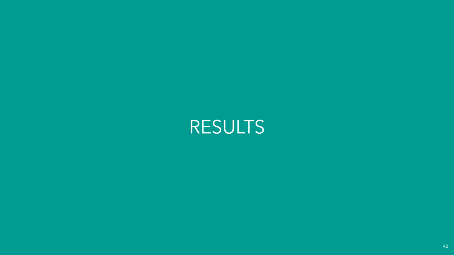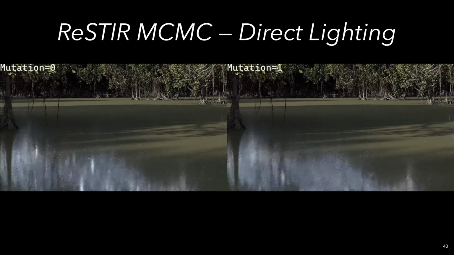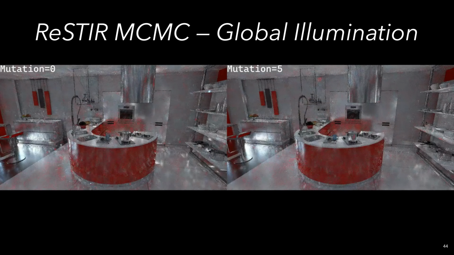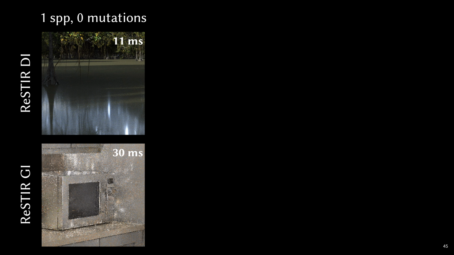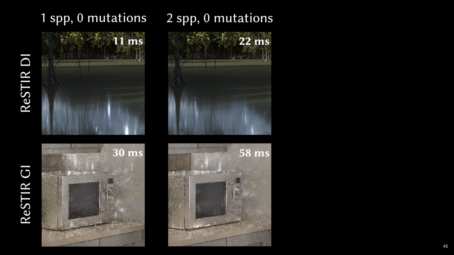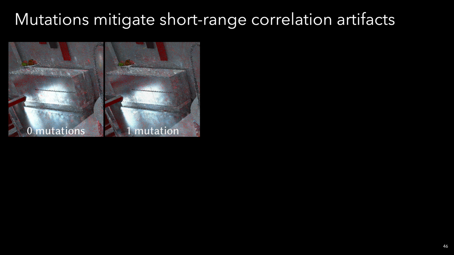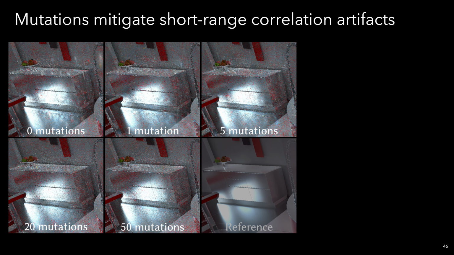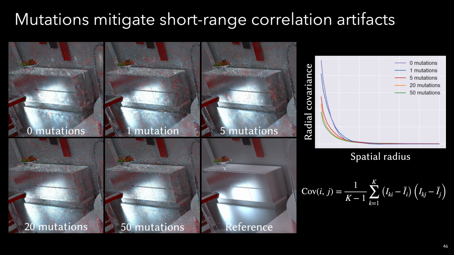Okay, so now for some additional results. First and foremost, our extension to ReSTIR applies to both scenes with direct lighting, as well as global illumination. In both cases, correlation artifacts often do not disappear by simply using more samples, which justifies the overhead of performing mutations. In general, mutations reduce short-range correlation artifacts produced by ReSTIR, with even 1 to 5 mutations providing noticeable improvements in image quality. We measure this improvement using the average radial covariance from every pixel.